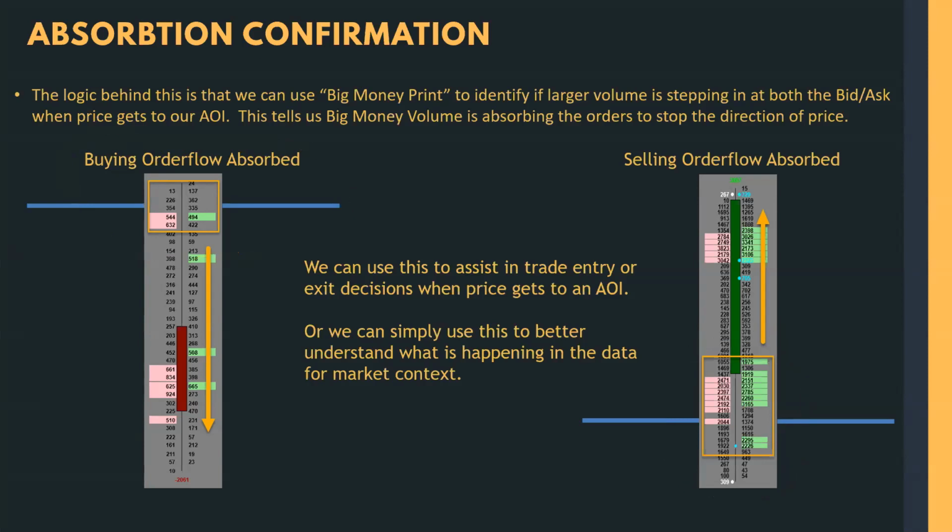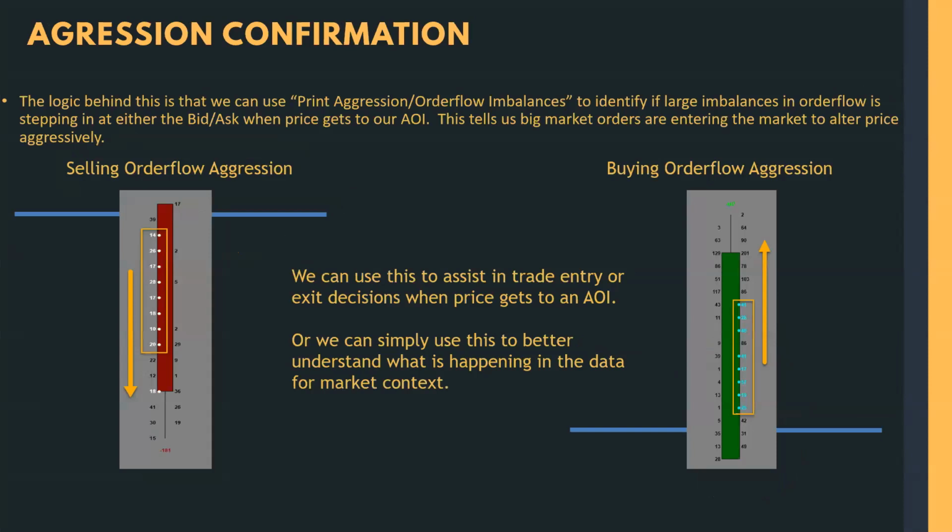Let's talk about the next one. This one's not a new concept, but I want you to understand what it is. Aggression is when buyers or sellers are aggressively attacking the opposing side of the market. So what happens with aggression? Aggression is market order execution.